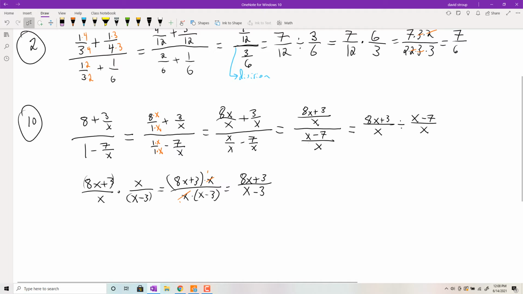Oh, did I screw something up? It should be x minus 7, sorry. Down here, I don't know where I got the 3 from, folks. I apologize. So this will be x minus 7, and then this will be x minus 7.